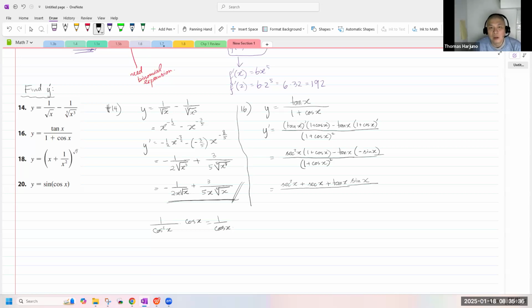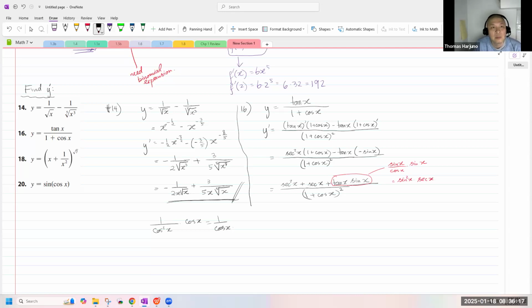On the denominator, we have 1 plus cosine x being squared. Now, I'm not aware if we can simplify this any further. We do have extra secant here, though, because we can rewrite this as sine x over cosine x times sine x, right? Okay, so we can rewrite this as sine squared x times 1 over cosine x, which is secant x, if you want to go that far.